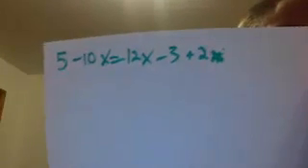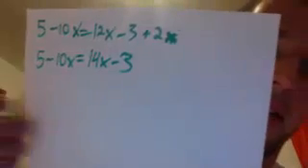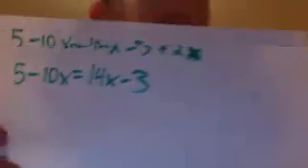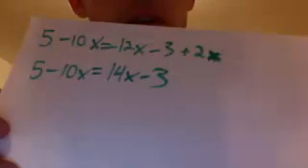And we get 5 minus 10x equals 12x minus 3 plus 2x. This is what we get immediately after distributing. We should combine like terms on our right side, and we get 14x minus 3, and that's 5 minus 10x equals 14x minus 3. Whoops, there we go. All centered now.